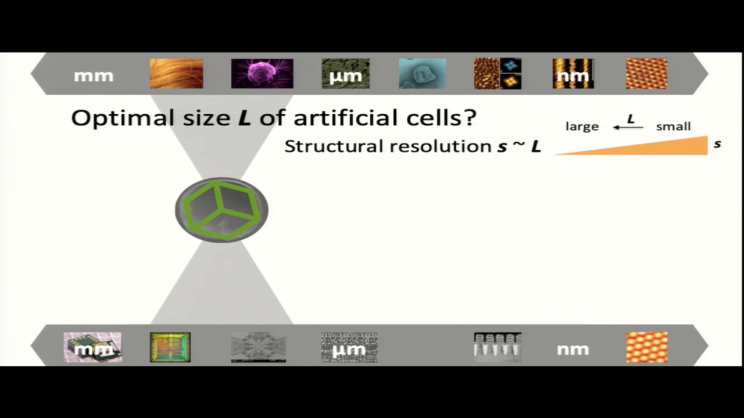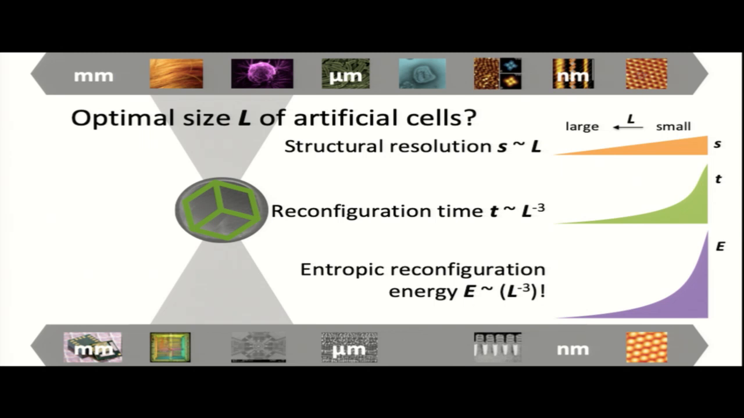However, the smaller you make them, the longer time it will take to reconfigure such materials. Because time scales with a power of three for the size. And I'm not sure of that, but I think that there's also another fundamental limit that's even stronger, and that is that there's an entropic energy barrier to downscaling.